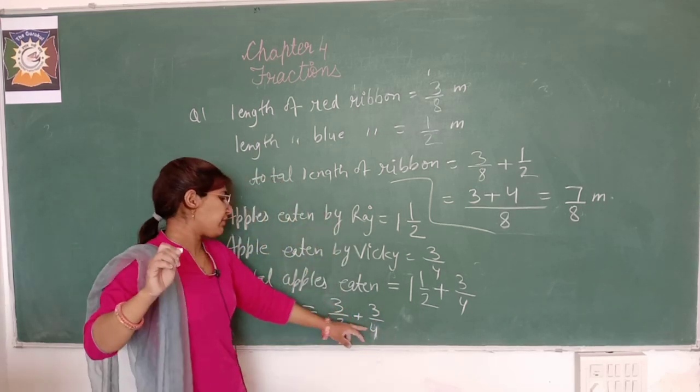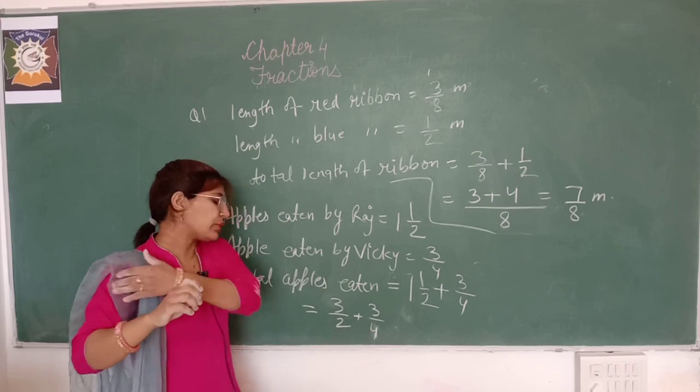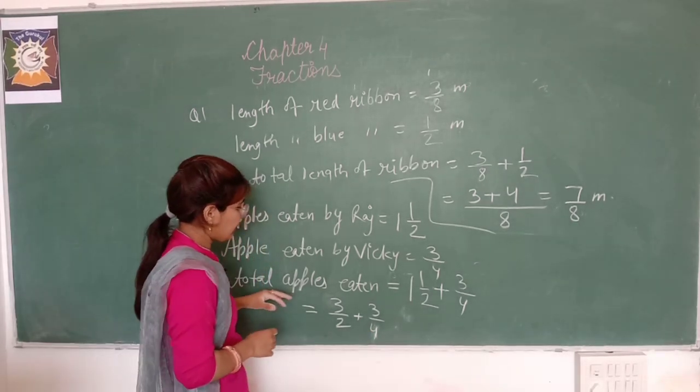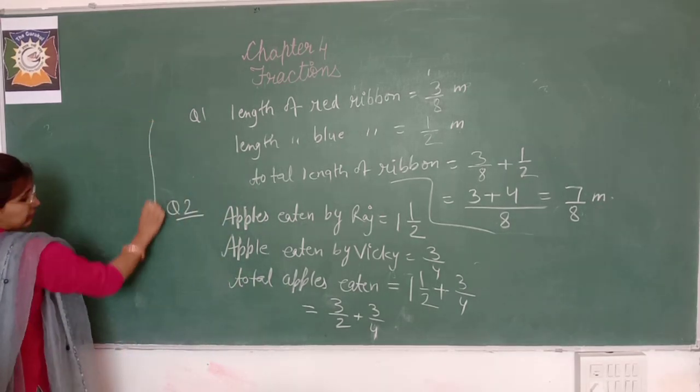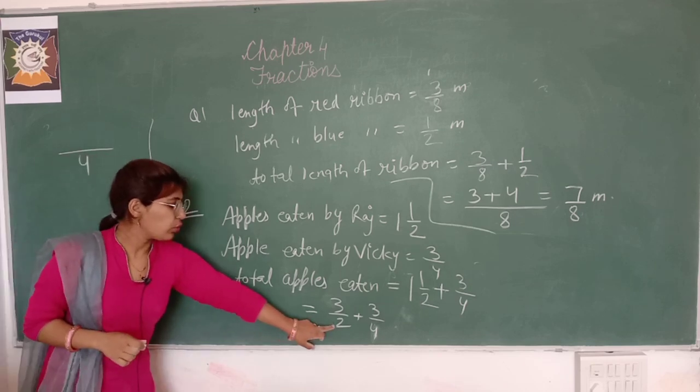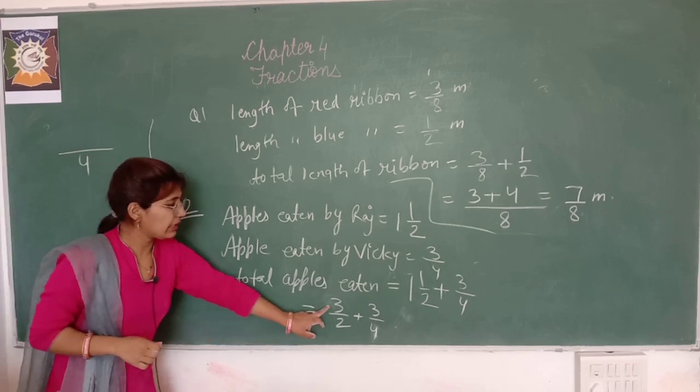Both the fractions have different denominators, so we have to take the LCM of the denominators to make the denominator the same. So children, I will do it here. LCM of 2 and 4 is 4.